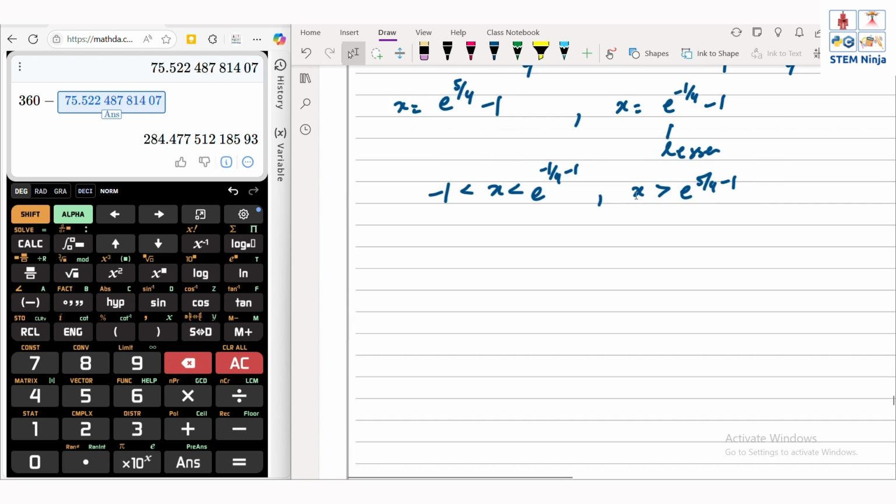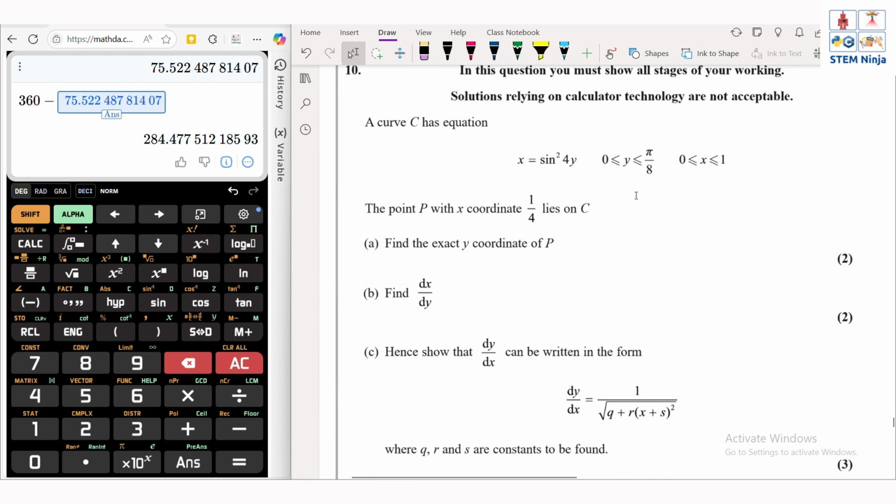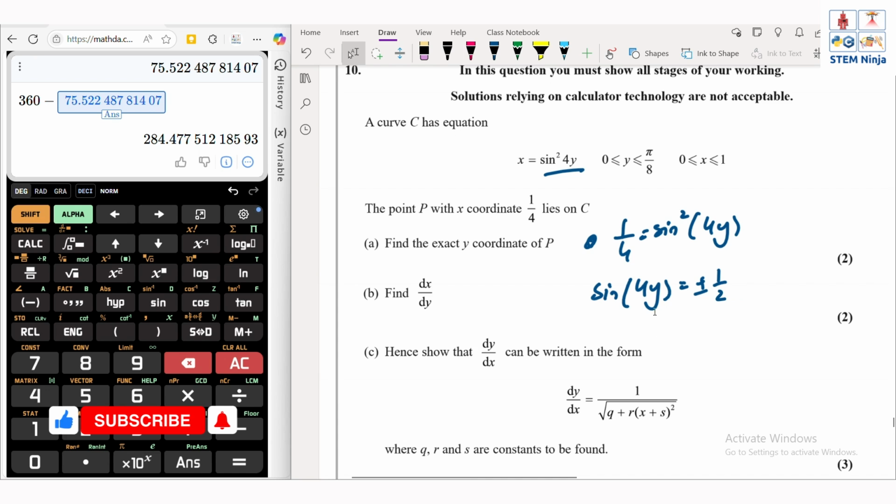That's it. All right, so moving on to question number 10. A curve C has equation x equal to sin² 4y. Point P with x coordinate 1 over 4 lies on C. Find the exact y coordinate of P. So 1 over 4 equals sin² 4y. So that means sin 4y is equal to plus or minus 1 over 2.